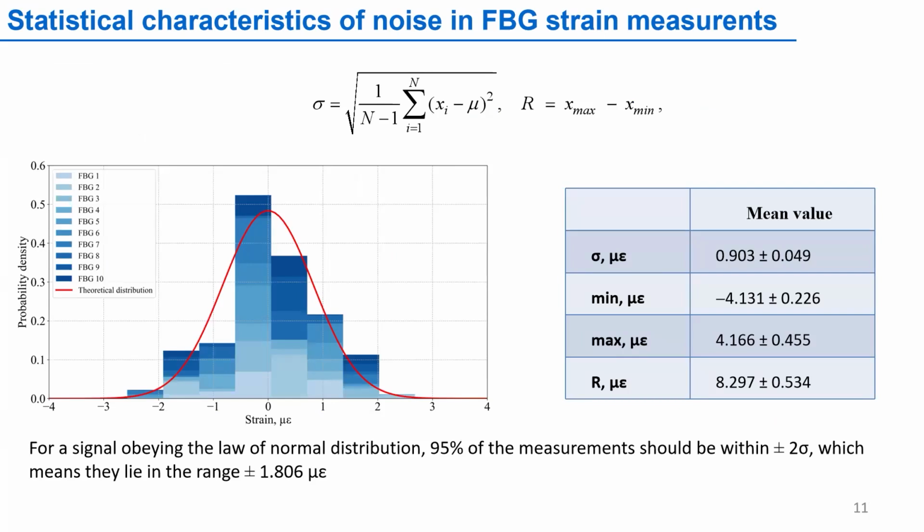So the main statistical characteristics of this noise of fiber Bragg gratings is that the standard deviation is around 0.9 microstrain, and the maximum amplitude of strain range is around 8 microstrain. Because this data obeys the law of normal distribution, most of the measurements should lie within two standard deviations, so should lie in the range of 1.8 microstrain. And this means that this is the noise floor level below which we can't reliably measure strain.